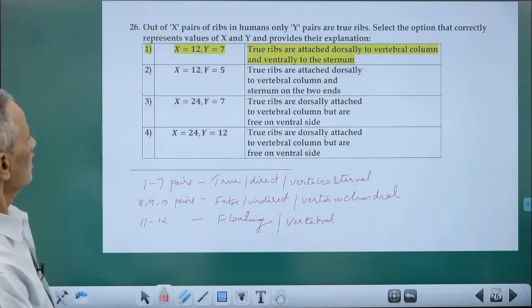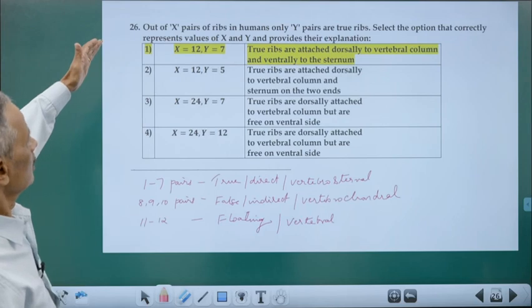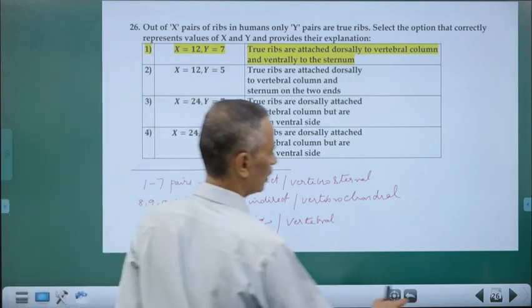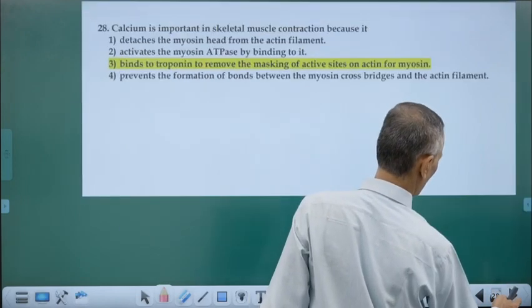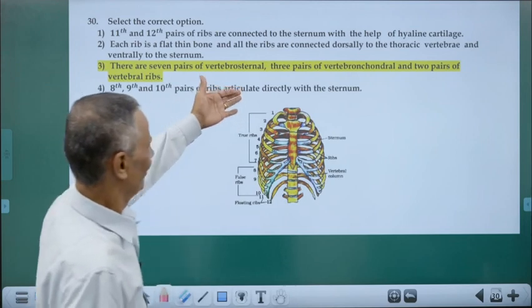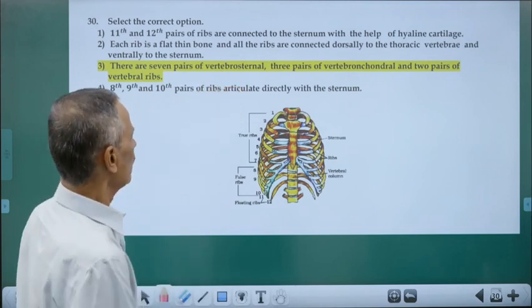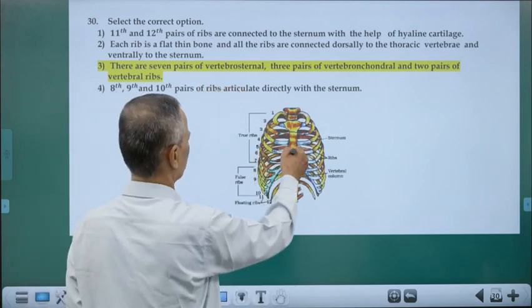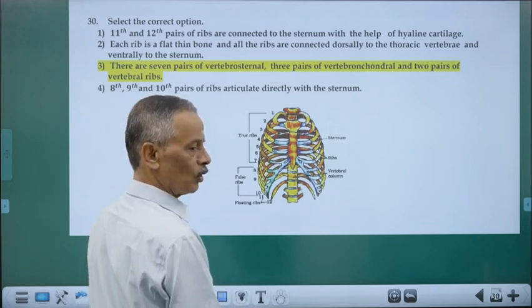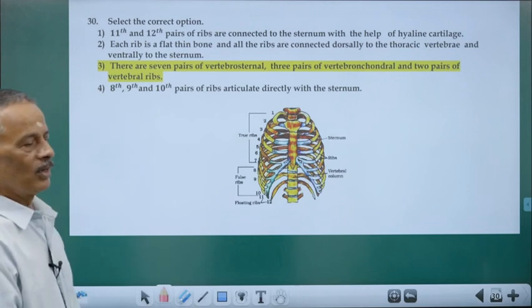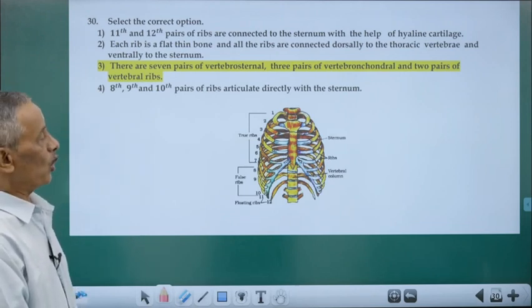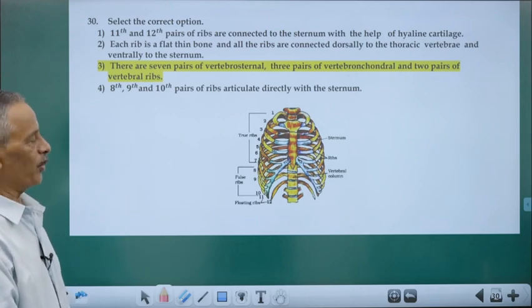Again, this is a question regarding the ribs. I have told you that there are more questions coming. This is the diagram I was telling you about. The first 7 are connected to the sternum, so they are called true ribs. They are all costa.